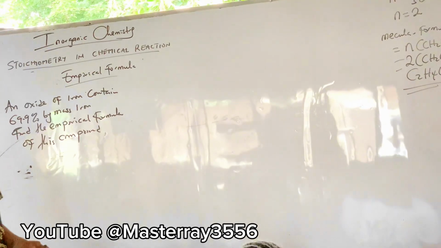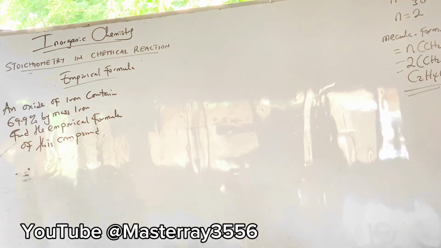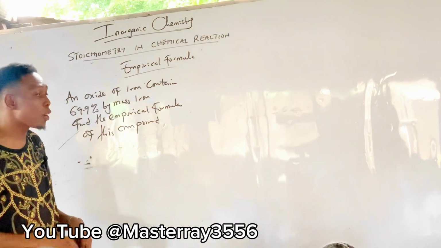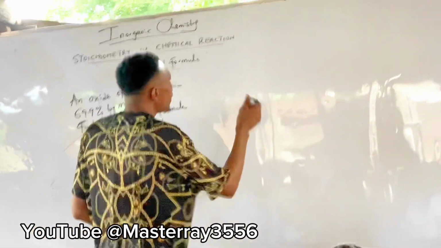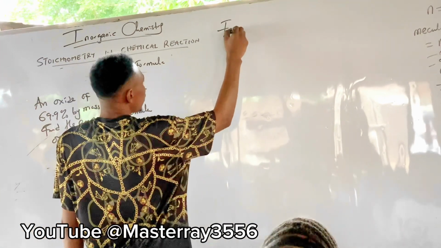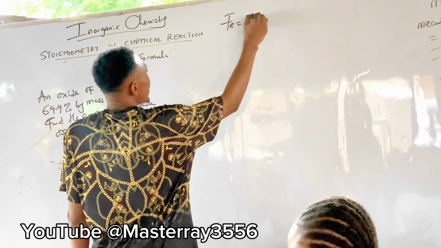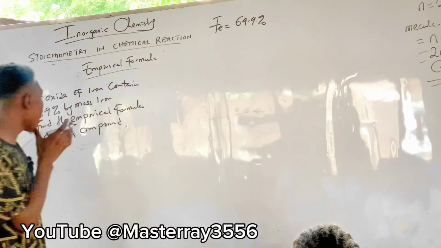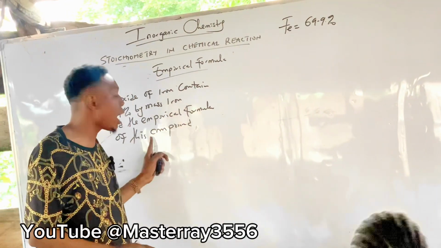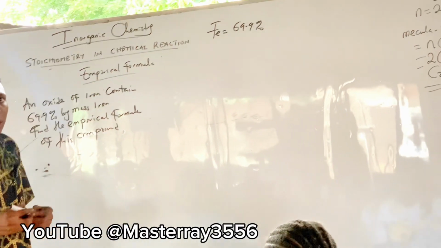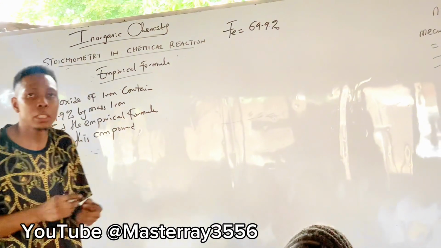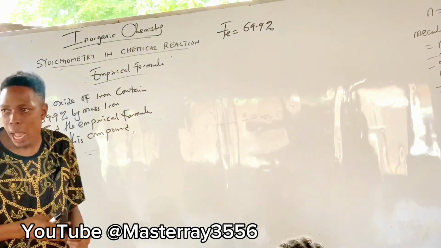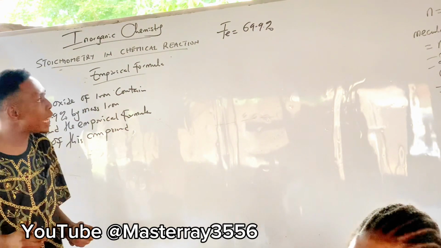Of iron contain 69.9% by mass of iron, right? So we're given the percent of iron to be 69.9%. All right. We are asked to find the empirical formula of the compound. Okay. That's the only value given to us. And please, no noise. How do we go about that?